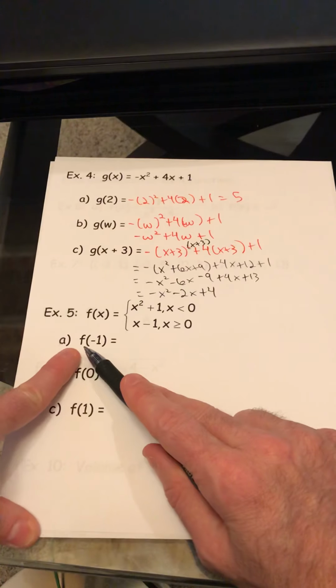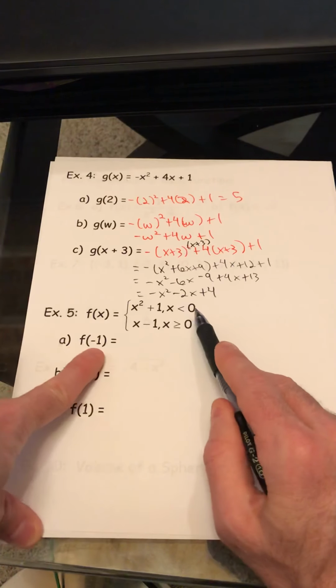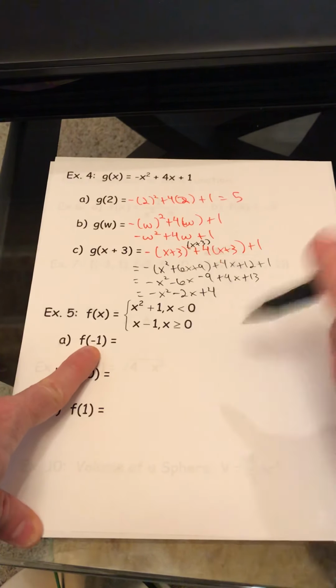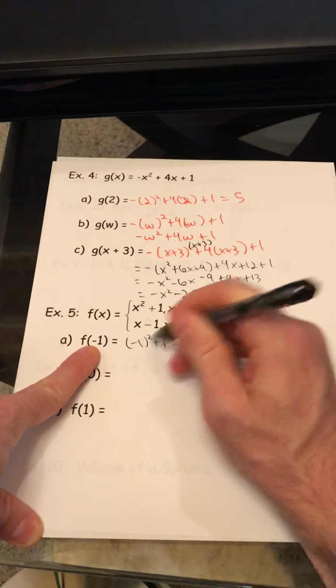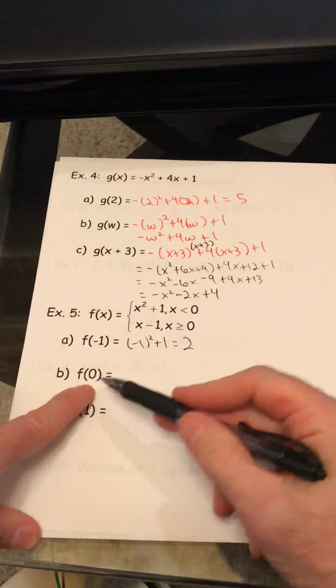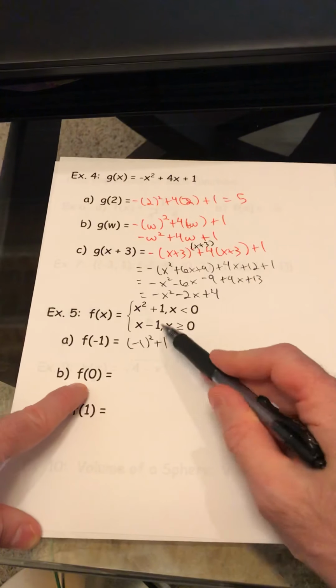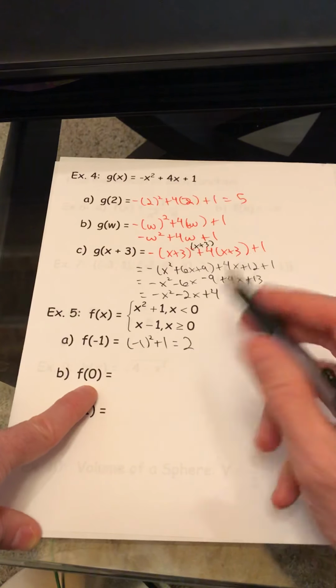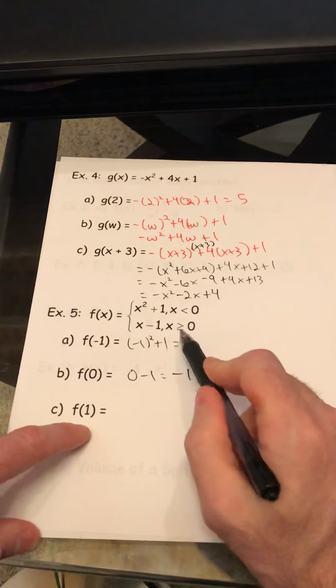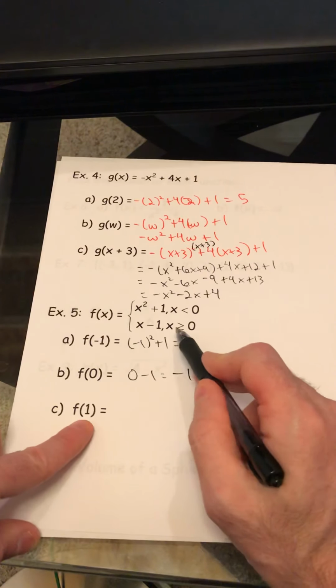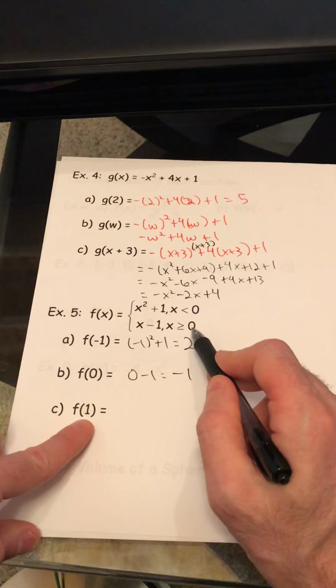So if you were asked to find f of negative 1, well, x here is less than 0, so negative 1 squared plus 1 is 2. f of 0 now, x actually is 0. 0 minus 1 is negative 1. Now, f of 1, well, 1 is greater than or equal to 0.